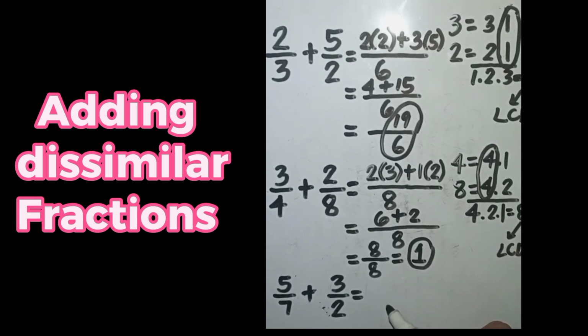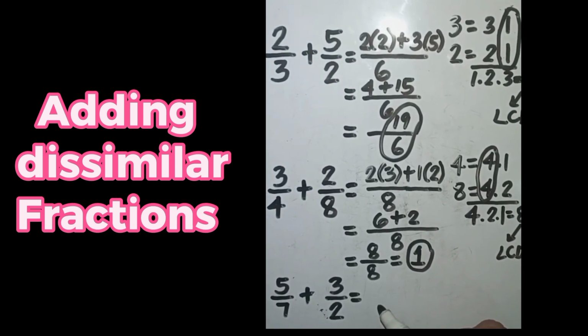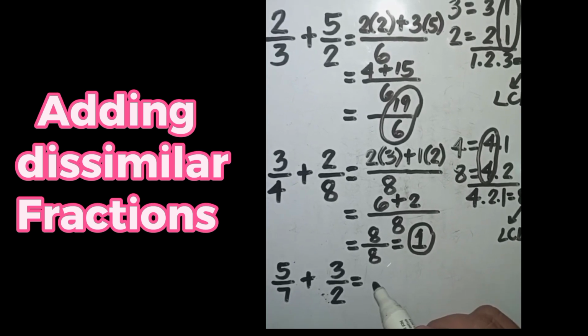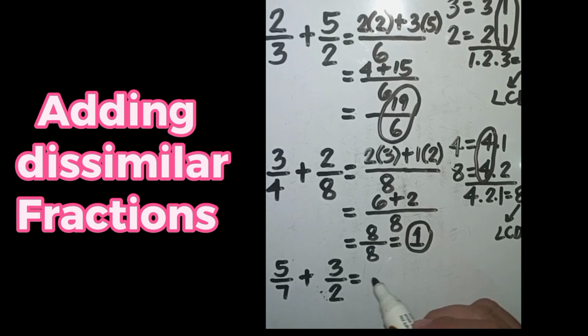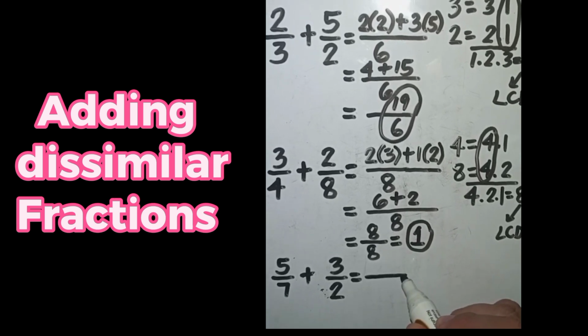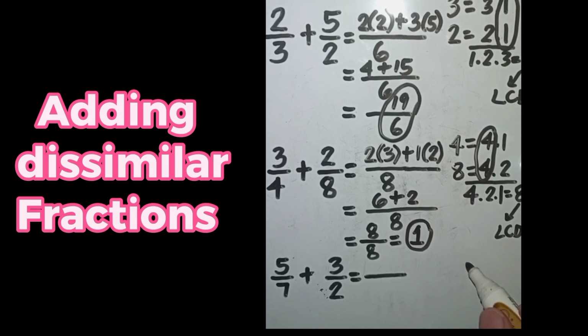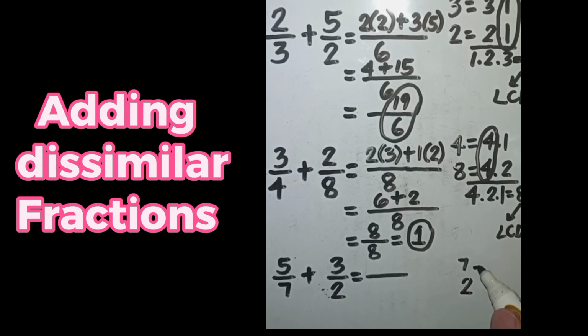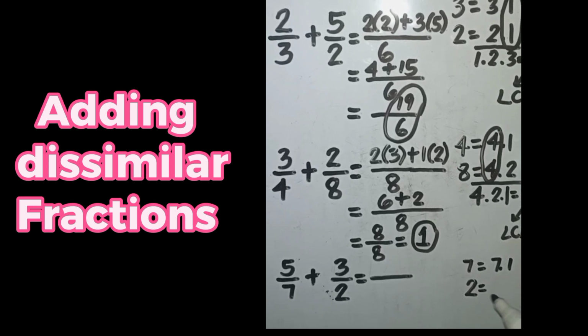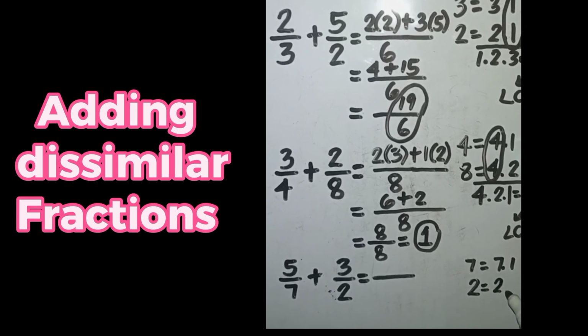Now let's take the third pair of fractions. We have 5 over 7 plus 3 halves. The same process we have to take. We have to find first the LCD. So first we have to take the 7. We have also to take the 2. We have to factor out 7 and 2. That would be 7 times 1. Then we have 2 times 1.